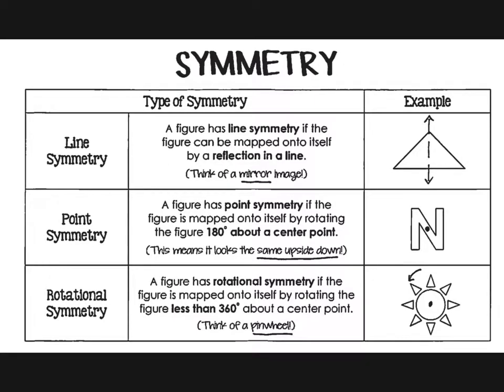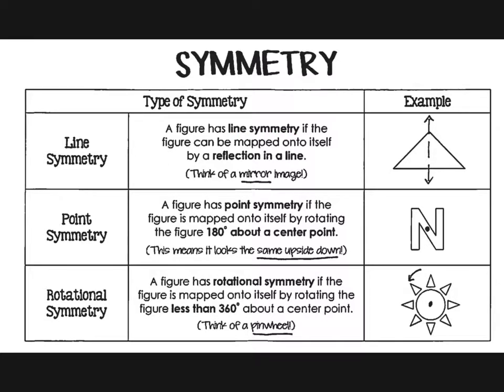In this video, we're going to be talking about symmetry, if that's not already too obvious. There are three types of symmetries that we have. First, we have line symmetry, then we have point symmetry, and of course we have rotational symmetry. Let's start with line symmetry.